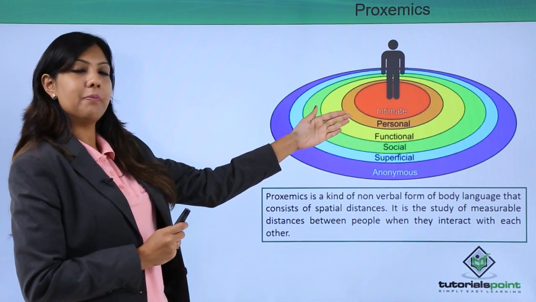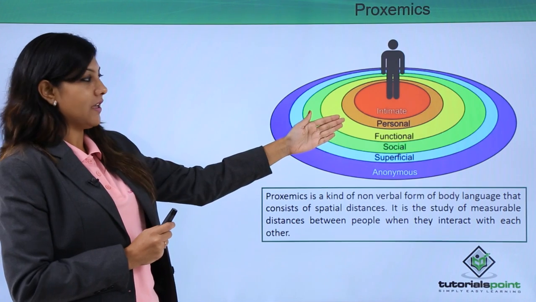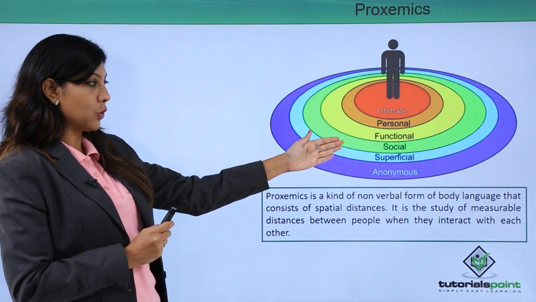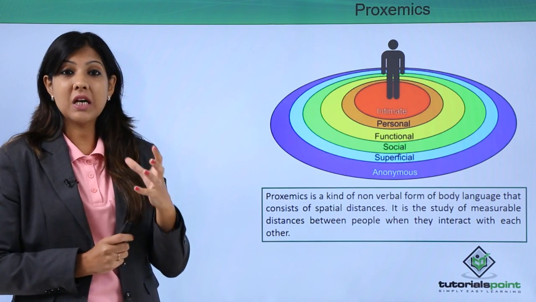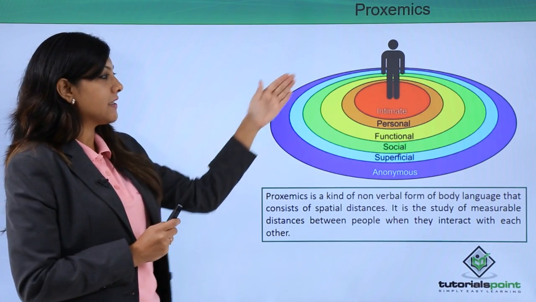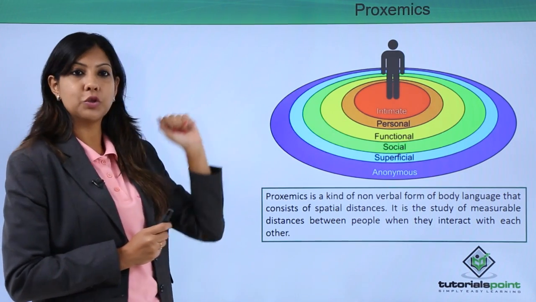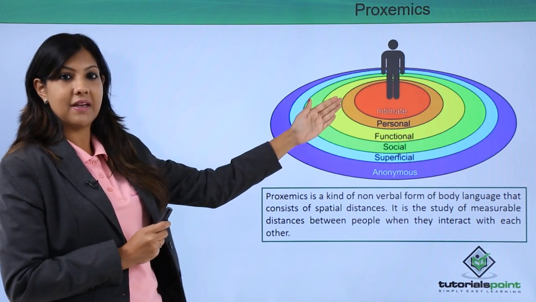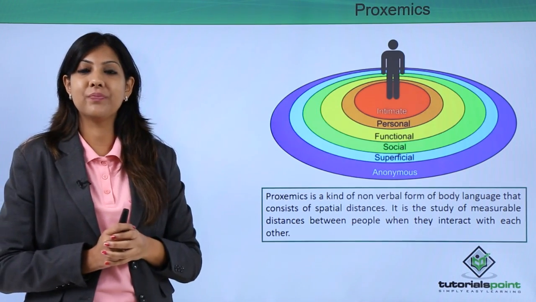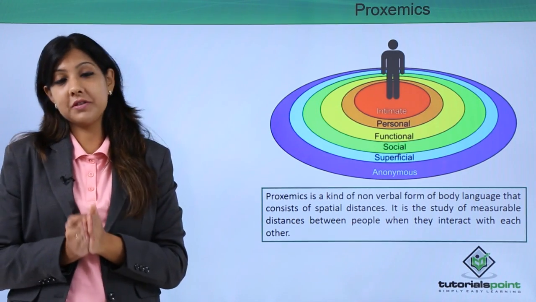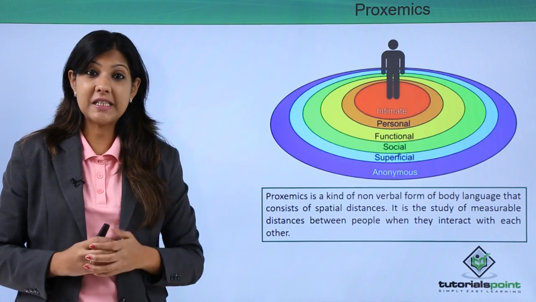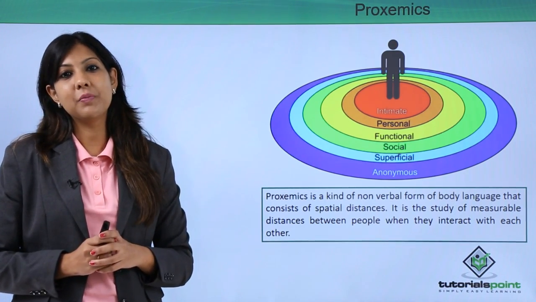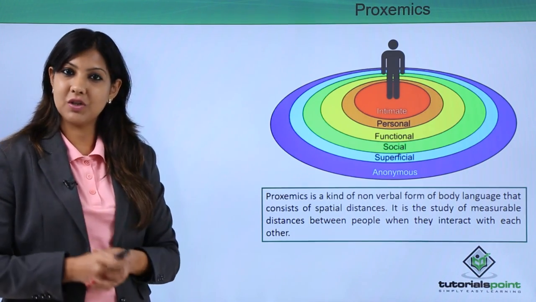The second is the personal zone, which is a little further away. Then there are the functional zone, social zone, superficial and anonymous. At your workplace or work setup, it is important to be in the functional and social zone and not be in the intimate or the personal zone of the person. That again makes the person a little uncomfortable. If they're right in your personal space or your intimate space, that can make the other person have negative body language.